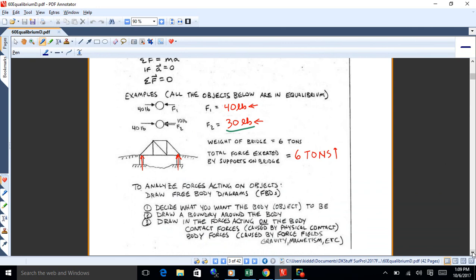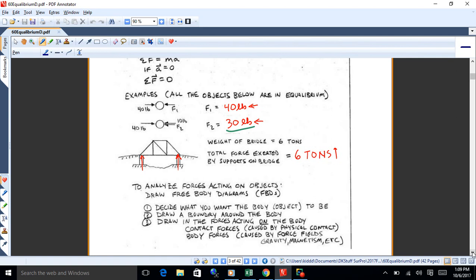Now, you do want to draw a good free body diagram for this, so we want to be sure that we're being conscientious about that. So you want to figure out what it is you want to draw the free body diagram of, and then draw a boundary around it, and then draw in the forces acting on the body, the object. Body is just another word for object.